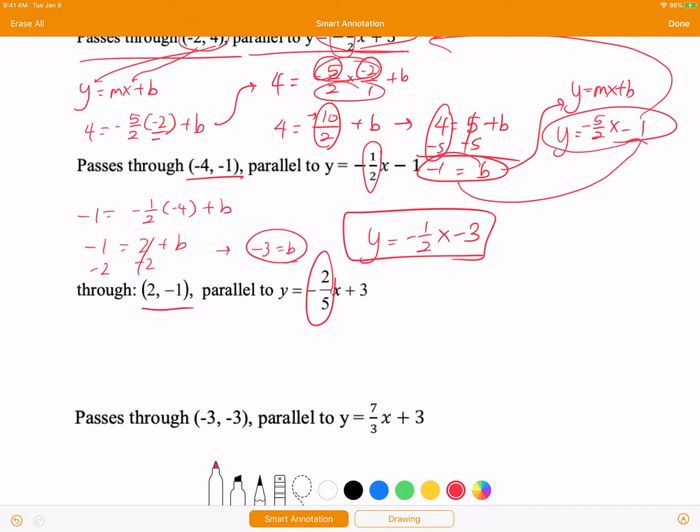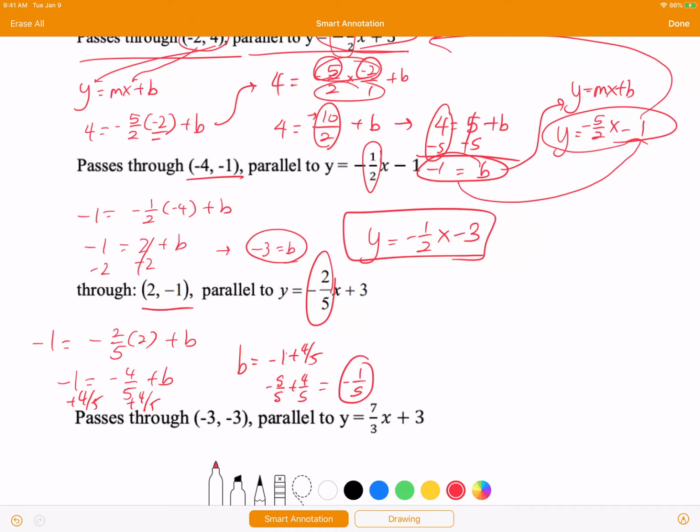Parallel to this, going through the point, negative 2 fifths times 2, y is negative 1 plus b. Negative 1 is equal to negative 4 over 5 plus b. So my b value here, unfortunately it's a fraction, but I'm adding negative 1 with positive 4 over 5. Well, negative 1 is the same thing as saying negative 5 over 5 plus 4 over 5. This becomes negative 1 over 5 for my final answer. So I'm going to get y is equal to negative 2 fifths x minus 1 fifth for my equation.